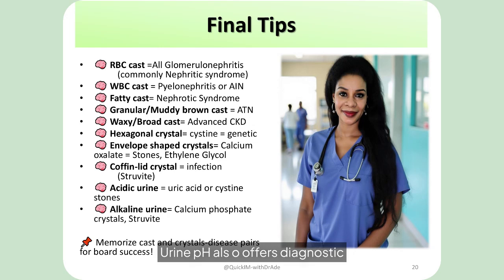Urine pH also offers diagnostic clues. Acidic urine favors formation of uric acid or cystine stones, while alkaline urine promotes struvite and calcium phosphate crystal formation. This slide urges learners to internalize cast disease and crystal disease pairings, as they are not only pivotal for clinical reasoning, but are also repeatedly tested on medical board exams like USMLE and in nephrology assessments.